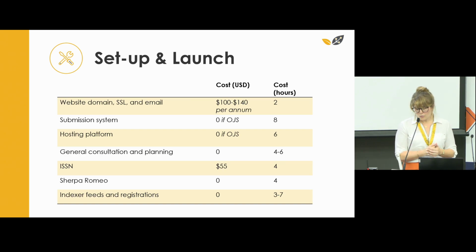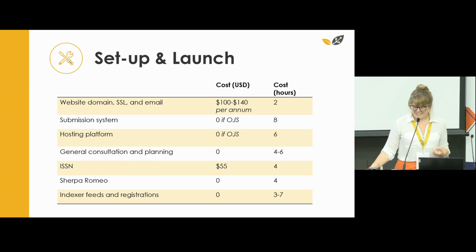There are also some one-off costs associated with the first issue. The ISSN is around €53, though if you're lucky and have a national agreement, it's free. Happy days. And we usually estimate around 4 hours for the initial setup for that. Sherpa Romeo is free, but the initial deposit takes around 4 hours of someone's time, and that should be factored in. And in addition, the general setting up of the processes, the feeds and accounts and entity identities for the initial round of indexes that accept new content straight away from a journal, typically, again, takes around 3 to 7 hours.